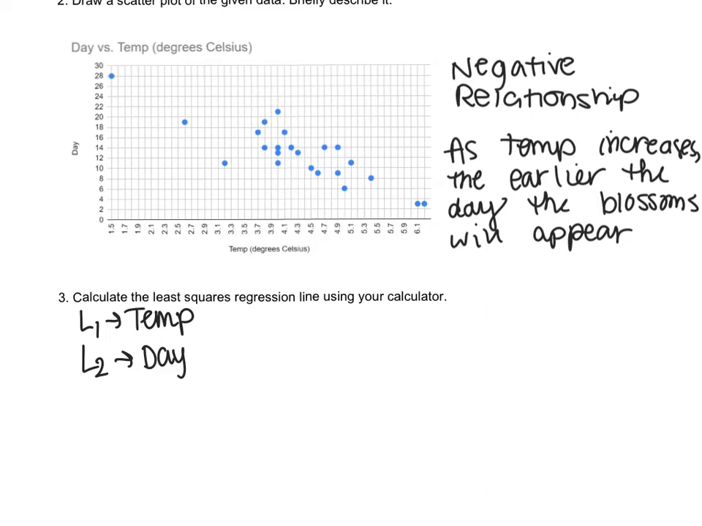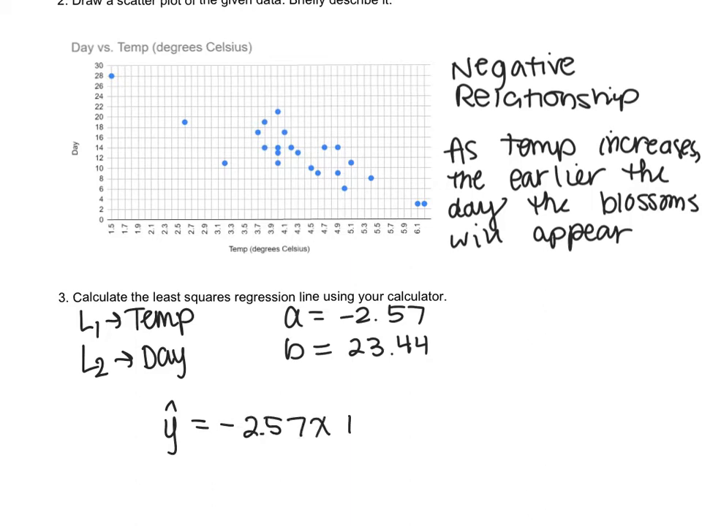So we get a equals negative 2.57 and b equals 23.44. So when I write my equation, y hat equals a, negative 2.57, x plus b, 23.44.